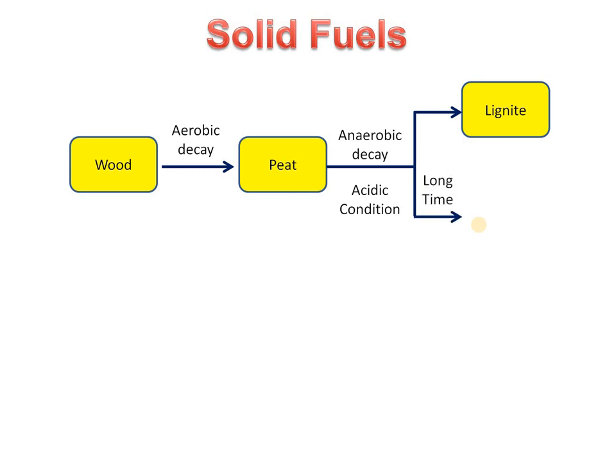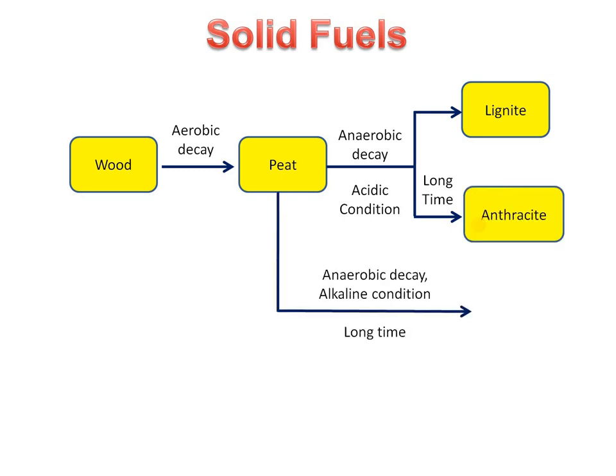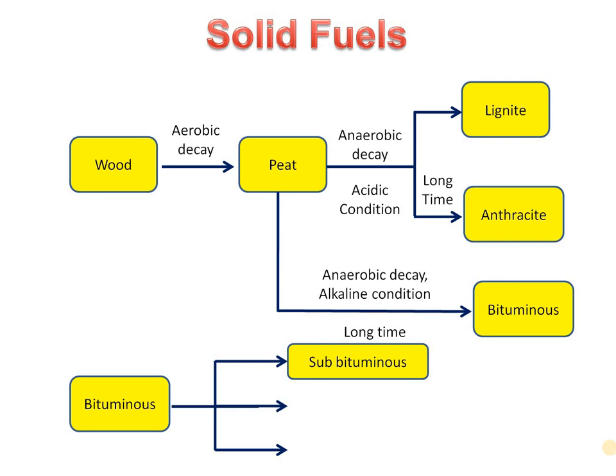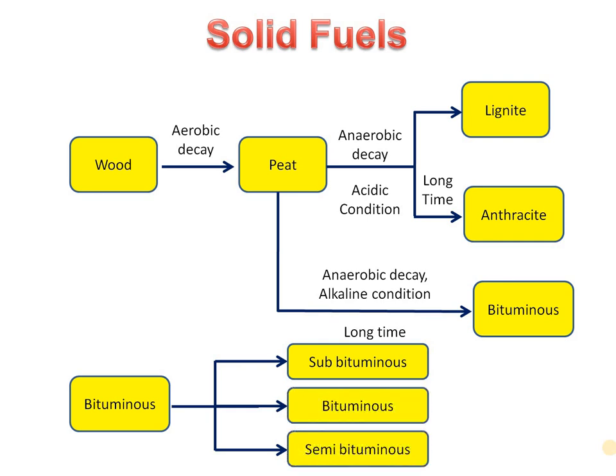If the time required is long, then the lignite will get converted into anthracite, while peat, during anaerobic decay and alkaline condition for a long time, will get converted into bituminous. The bituminous is further classified into three subtypes. First is the subbituminous, then bituminous, and semi-bituminous. Now we will discuss the properties and uses or applications of each stage of coal.